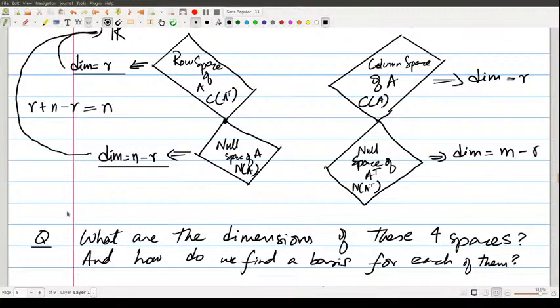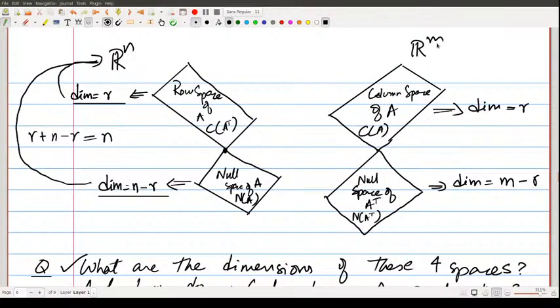So we've answered the first question, what's the dimension? And this one is also nice, that if you add these two, you get the dimension m. This total dimension will be m. All right, it's a lot of information.